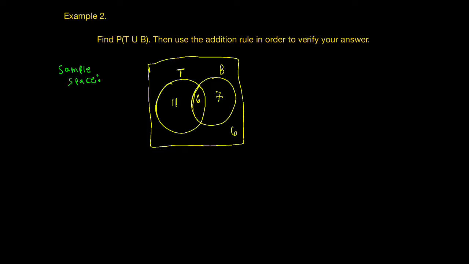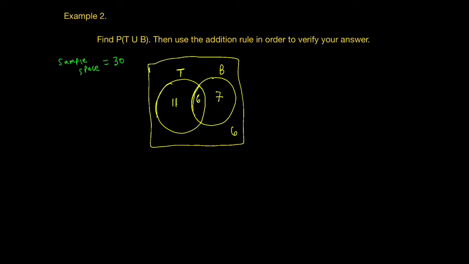So the sample space, we add every number that we see. So here we have an 11, a 6, a 7, and another 6. So let's go ahead and add those four numbers together. 11 plus 6 plus 7 plus 6. When we add them, we're going to get a total of 30. So our sample space is 30. So let me rewrite this here. Sample space equals 30.